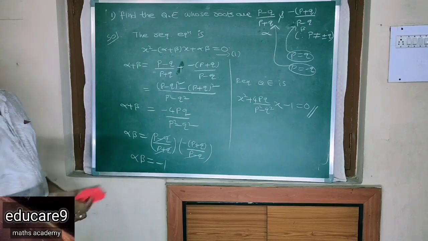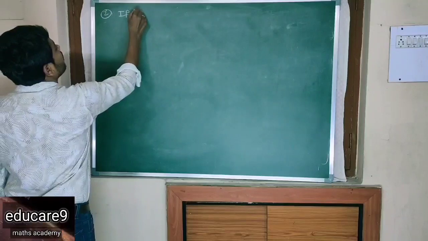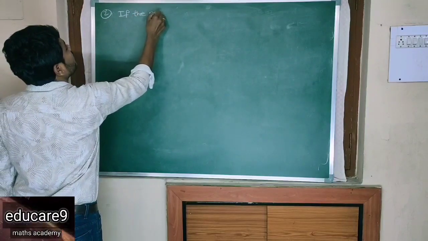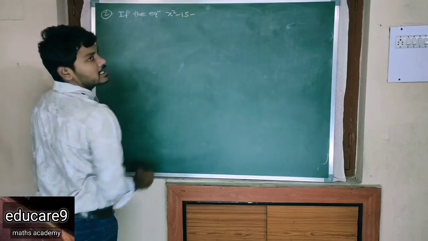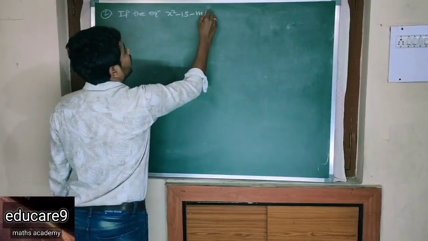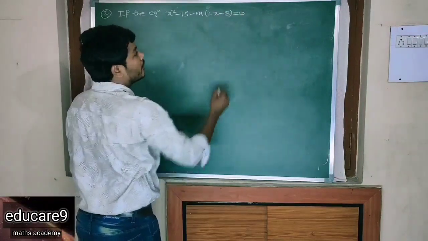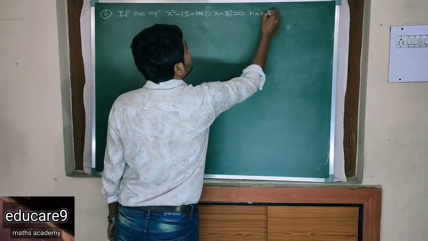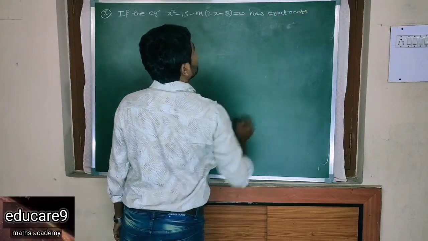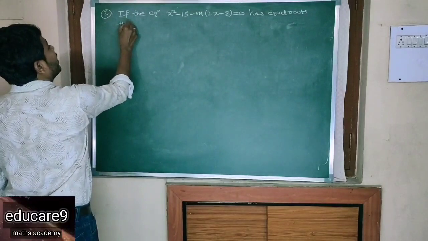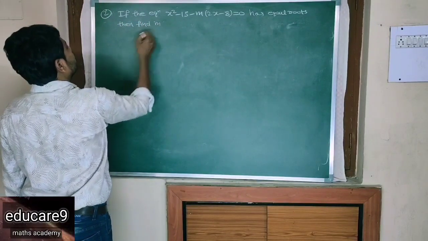So see the next question. If the equation x square minus (15 minus m) into 2x minus 8 is equal to 0 has equal roots, then find the m value.